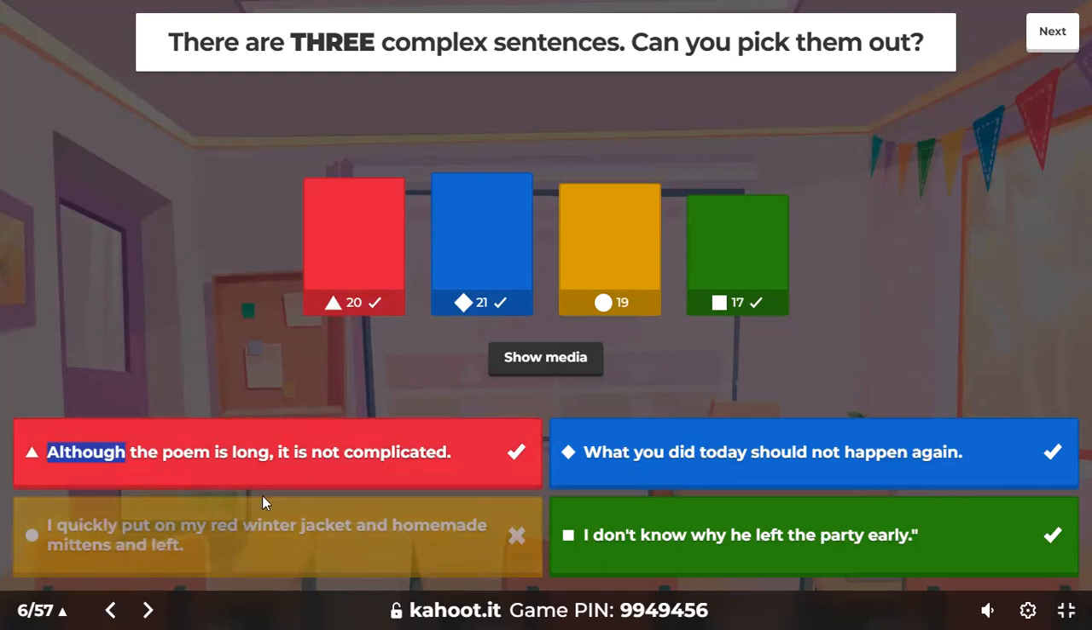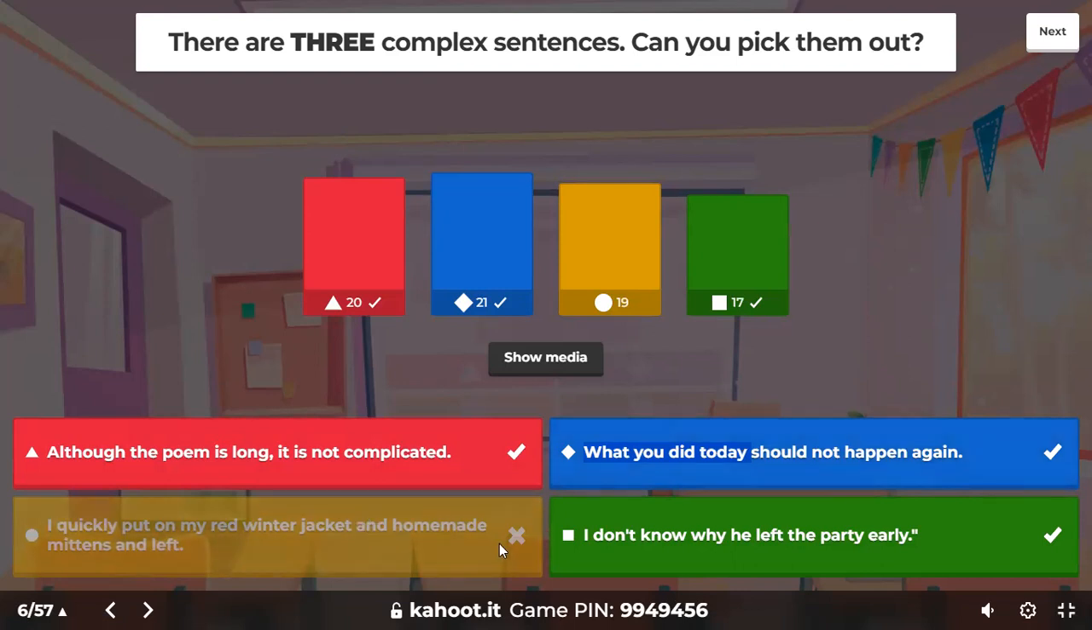Now the sentence in the red box is complex. What you did today should not happen again. This is a complex sentence. So here we have what you did today, okay? And this is the noun clause. So we have you did, subject verb, and you have should not happen. Well, this is the verb. And the subject of should not happen is what you did today, which is the noun clause. This is a complex sentence.